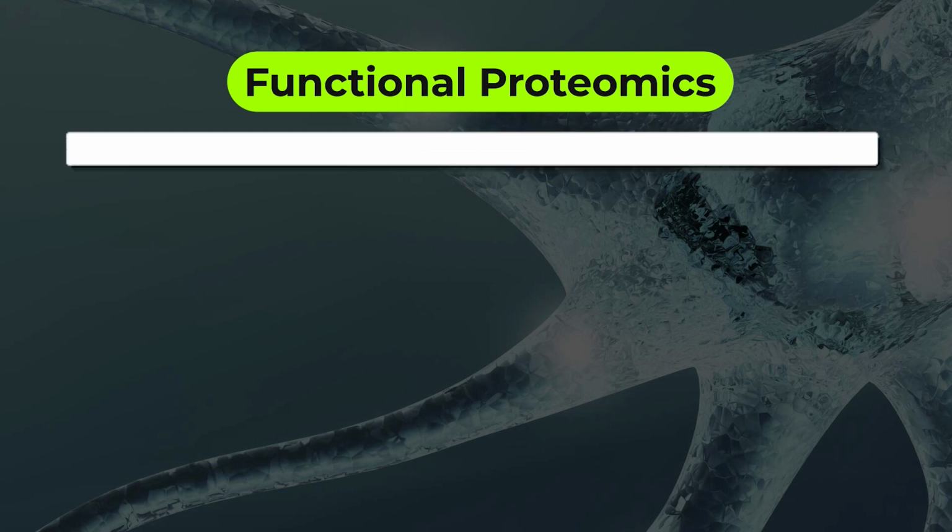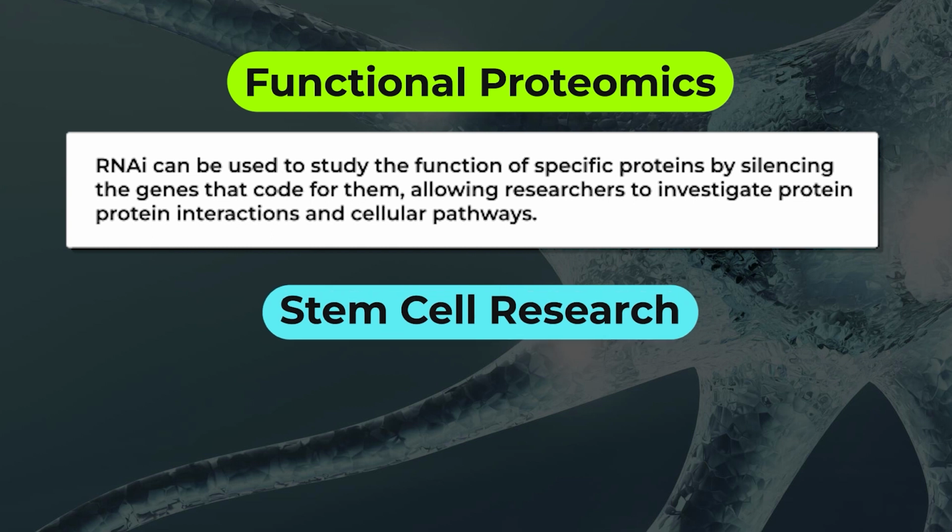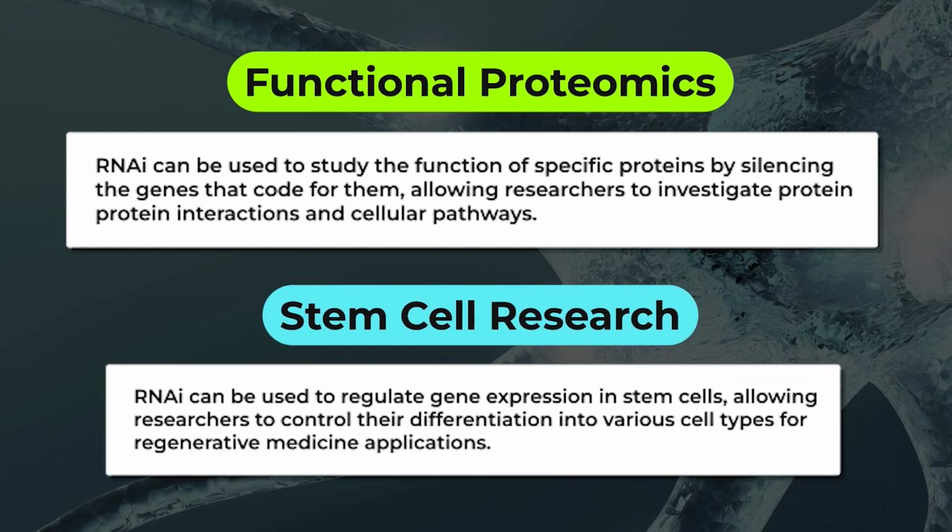Functional proteomics: RNA interference can be used to study the function of a specific protein by silencing the gene that codes for it, allowing researchers to investigate protein-protein interactions and cellular pathways. The next application is stem cell research. In stem cell research, RNA interference can be used to regulate gene expression in stem cells, allowing researchers to control the differentiation into various cell types for regenerative medicine. This regenerative medicine is a very important field where different types of stem cells can be used, which are modified by this technique for the generation of cell lines, which are very important for therapeutic uses.